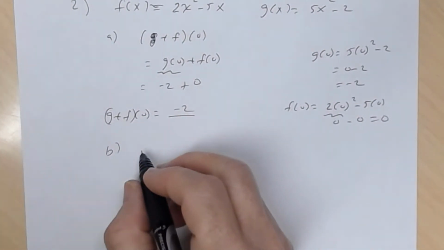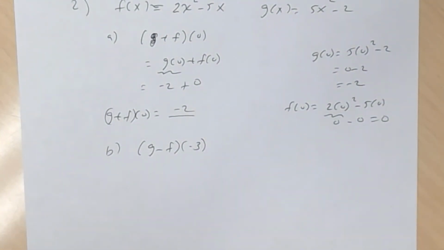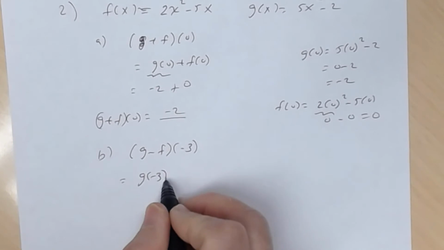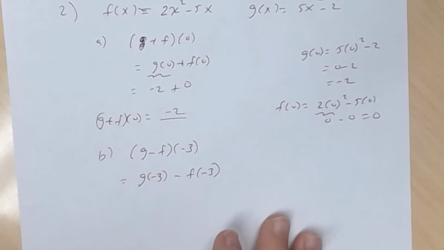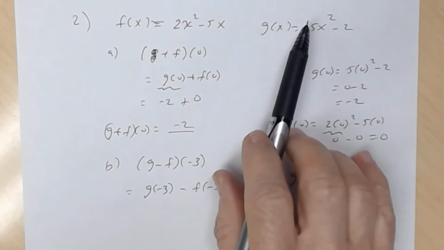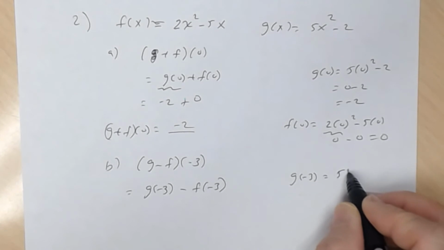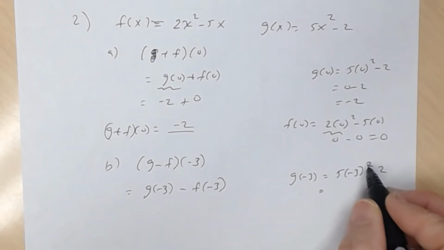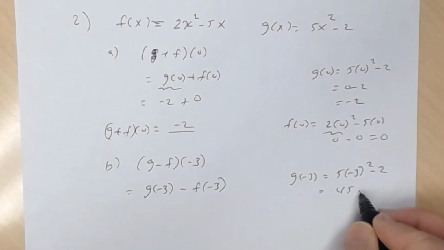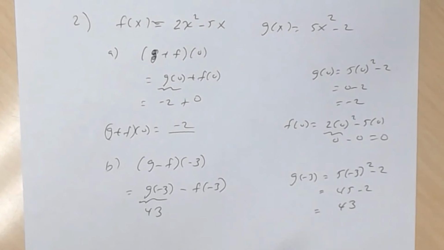Part B. Let's suppose I want to find g minus f at negative 3, let's say. All right. Well, by definition, that means g of negative 3 minus f of negative 3. And so g of negative 3, let's go off to the side and figure that out. So remember, I go to my function g, and wherever I see the variable x, I substitute negative 3. So I get 5 times negative 3 squared minus 2. Order of operations, I square first before I multiply. Negative 3 squared is 9. 9 times 5 is 45, and 45 minus 2 is 43. So this right here is 43.